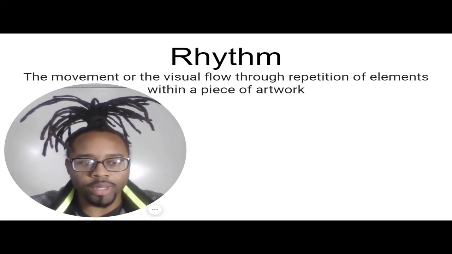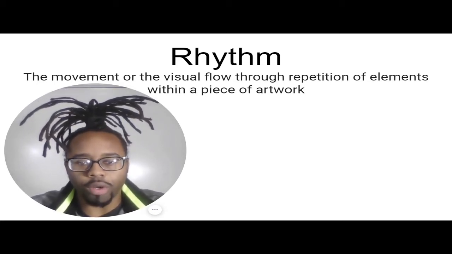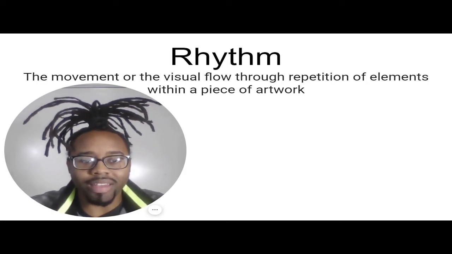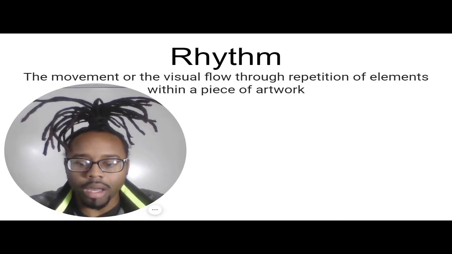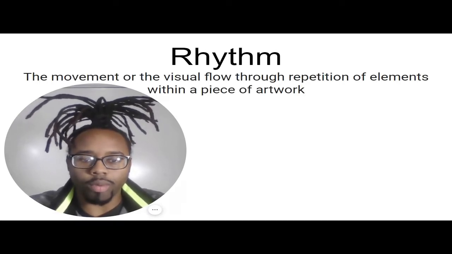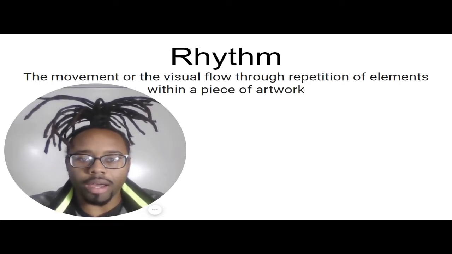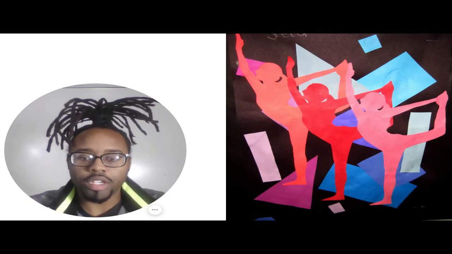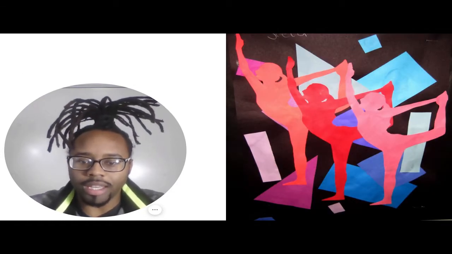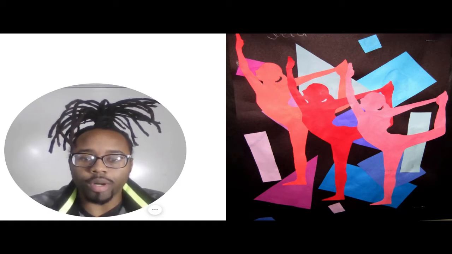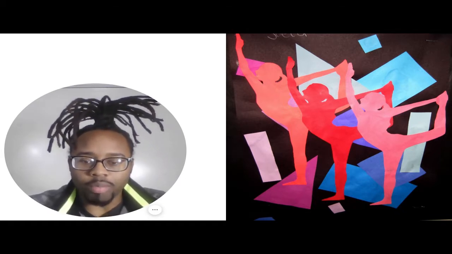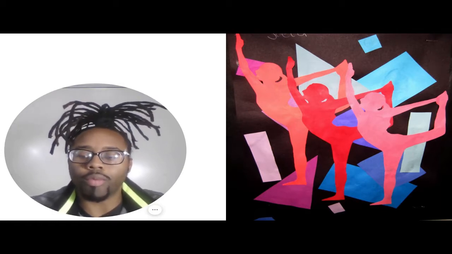Rhythm is the movement or the visual flow through repetition of elements within a piece of artwork. So, repeating elements, and for this project we will be repeating the element of shape. Here you can see that the shape, which is a silhouette of a person, is being repeated, which creates rhythm and movement in this piece of artwork.